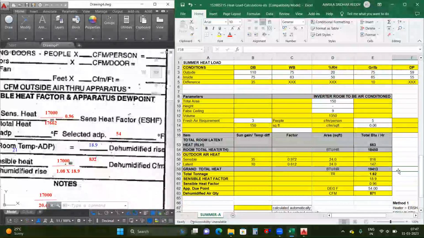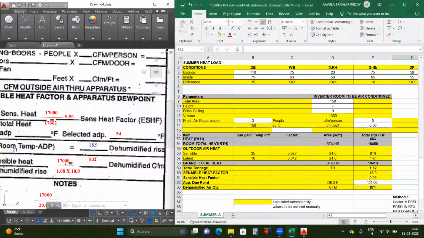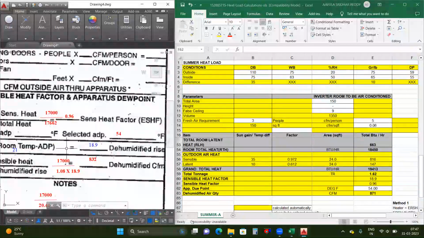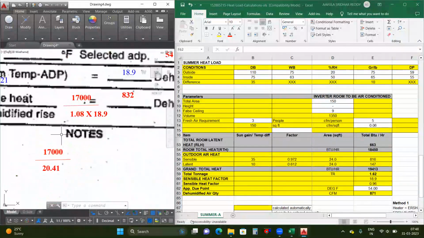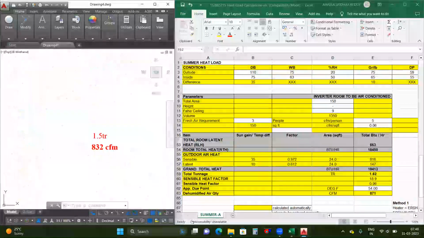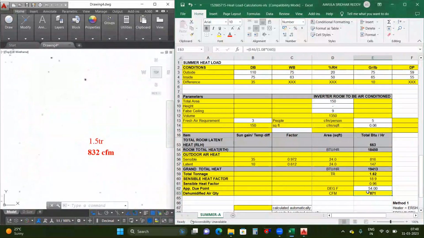Finally, the values you can see here. CFM we got here is 832 and here we got 871, so slight variation will be there from Excel to manual. This is the 871 CFM, and tonnage here it is 1.62 TR, here it is 1.5 TR. This is how we will calculate with the help of the Excel sheet.